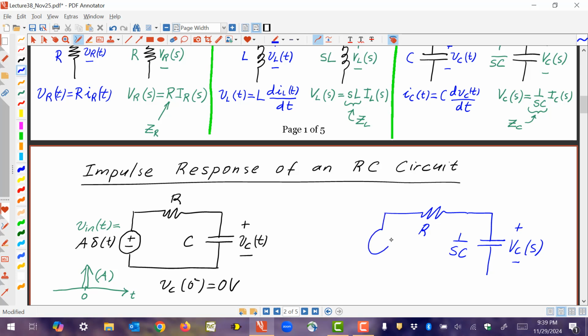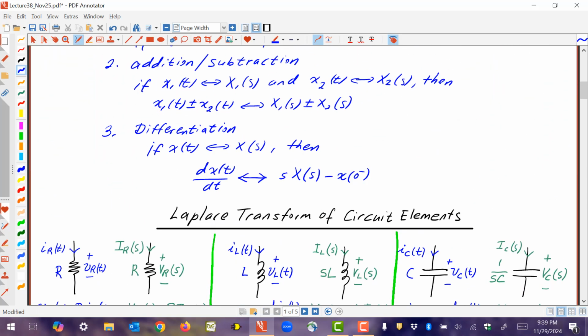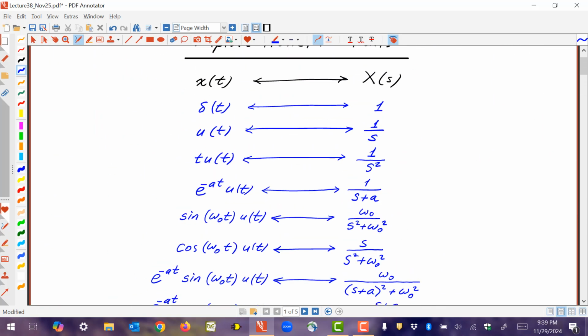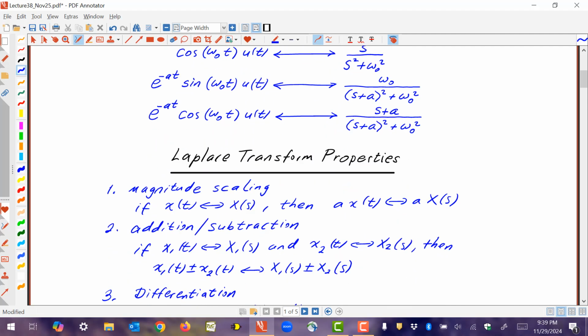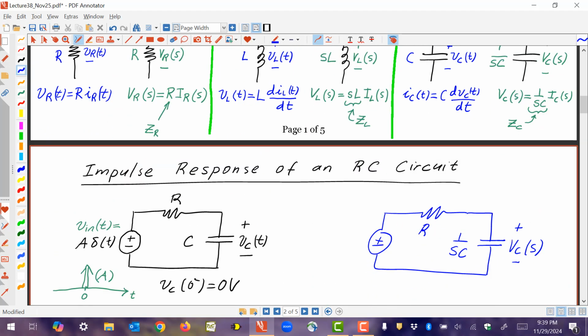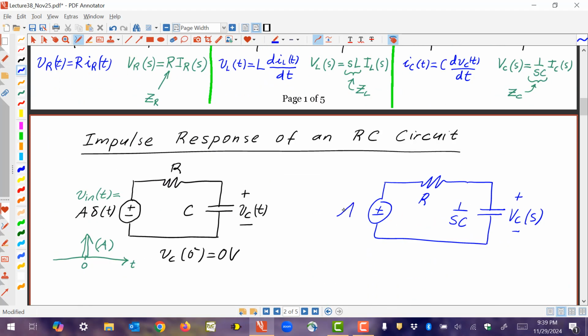So that's not the vC of t that we want, but V C of s is its Laplace transform. Okay, and then we have a voltage source whose value is a Laplace transform of A delta t. Now we know that the Laplace transform of delta t is 1, and scaling it by A scales the Laplace transform by A. So if you look up here, delta t, the Laplace transform is 1. So A times delta t, Laplace transform will be just A. So the Laplace transform here is simply A. And that's it. This blue circuit now represents the Laplace transform equivalent of the original circuit.